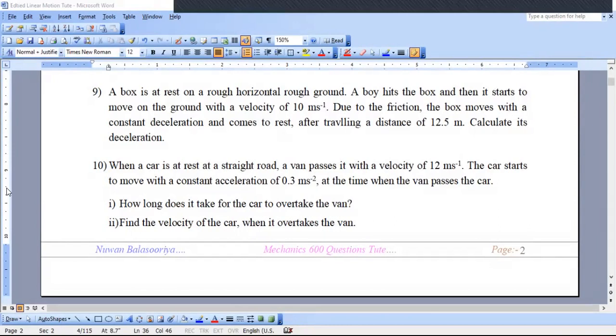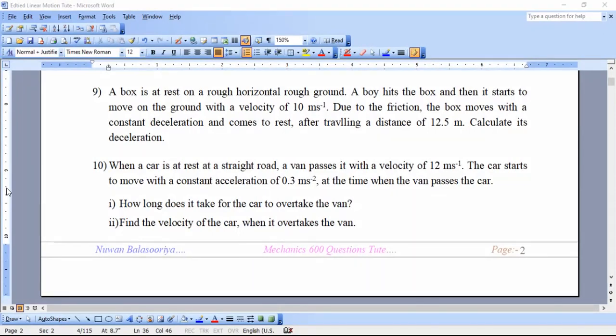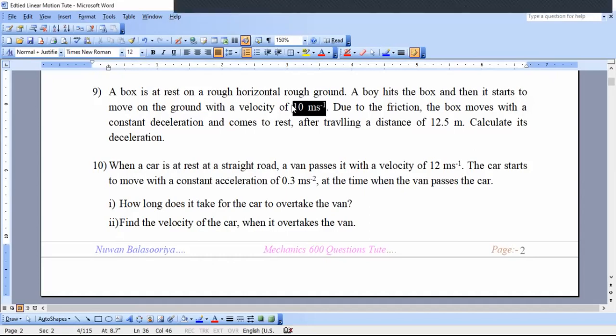Okay, thank you, dear. A box is at rest on a rough horizontal ground. A boy hits the box and then it starts to move with a velocity of 10 meters per second. Due to the friction, the box moves with a constant deceleration and comes to rest after traveling a distance of 12.5 meters. Calculate its deceleration. Starting velocity is 10 meters per second. The distance traveled is 12.5 meters. Final velocity is 0, comes to rest. So we should find the deceleration. I think it's not such a big case. Let's give a try.